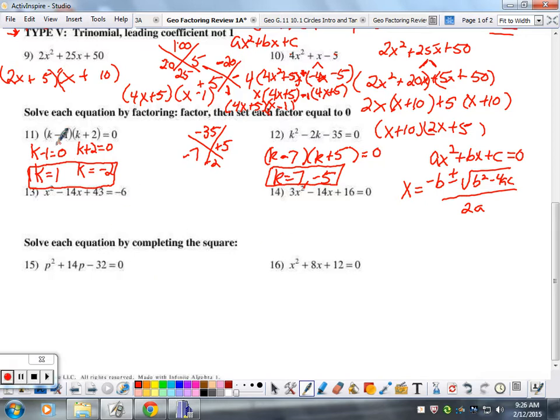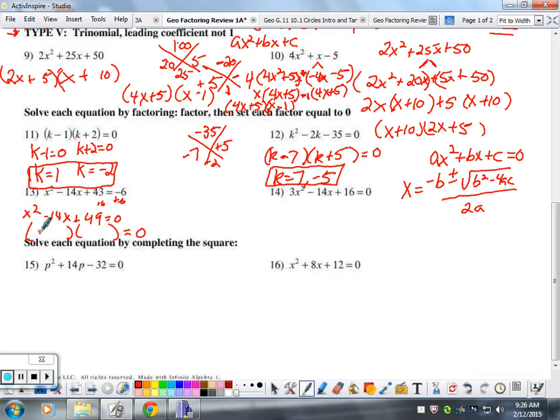Yeah, so remember, we always want 0 on one side, so let's add the 6 over. So now we're solving x squared minus 14x plus 49 equals 0, because our whole thing is based on wanting factored form to equal 0. So let's look at this. It looks like a type 3.